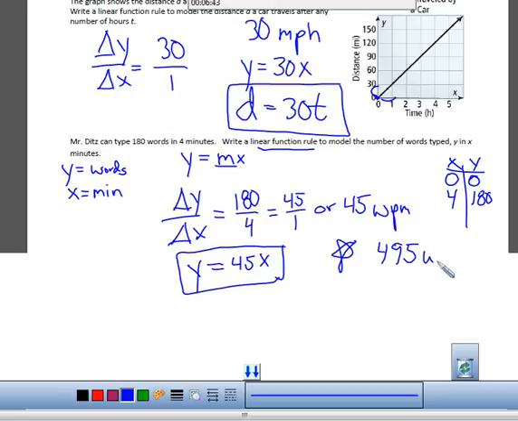So, 495 words can be typed in how many minutes? And you can use your equation if you know where to substitute it. Alright, on to the next problem.